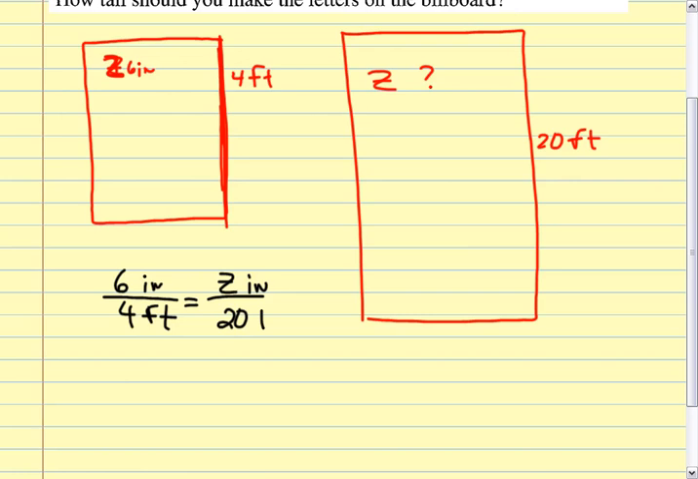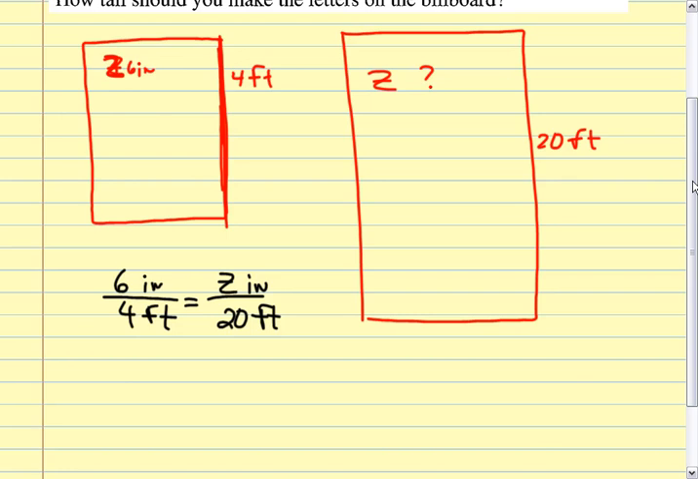20 feet. Now, let me ask you something. Do I need to keep the units in there when I'm working on a proportion? No. I know that inches go on top and feet go on the bottom, right? But I don't need to worry about the units when I'm working with the proportion. Well, what can I do here? I want to call on David. David, what would you do to figure out what Z equals?